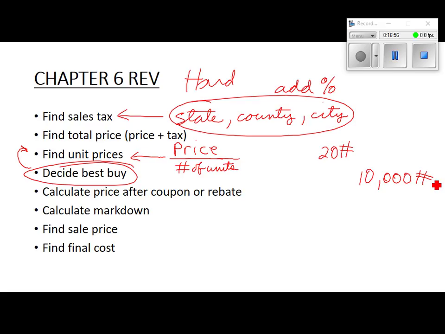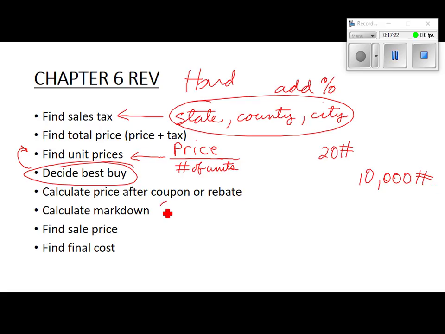Calculate price after a coupon or a rebate. So be able to calculate how much you paid for the item after a coupon or after the rebate. A rebate normally you'd have to get back afterwards, so it's not really the same as a coupon, but this book sort of put them together. Be able to calculate how much a markdown is.